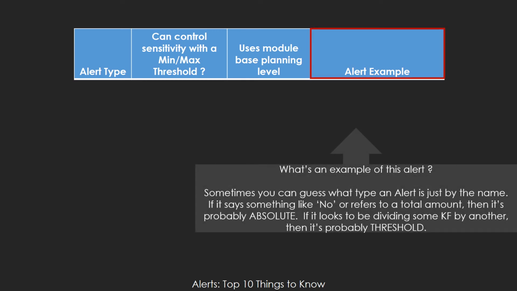And then finally, the alert example. What's an example of this alert? Sometimes you can guess what type an alert is just by the name. If it says something like no or refers to a total amount, then it's probably absolute. If it looks like it's dividing one key figure by another, then it's probably a threshold alert.